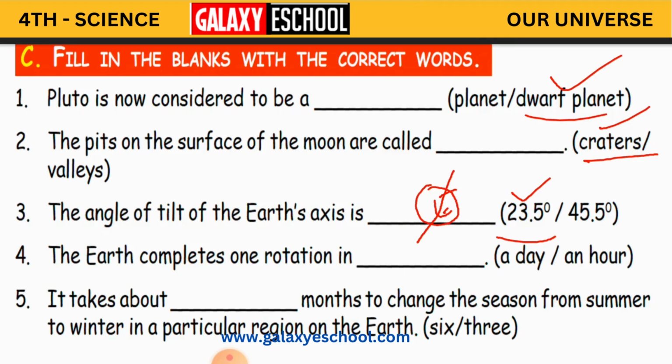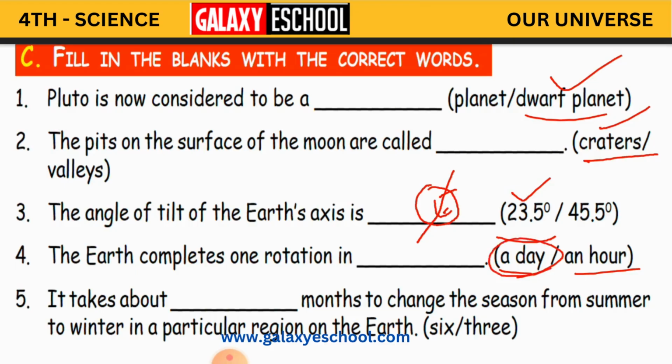Now, the fourth one: the earth completes one rotation in dash. So, either a day or an hour. The earth completes one rotation in a day. Okay, the answer is a day.